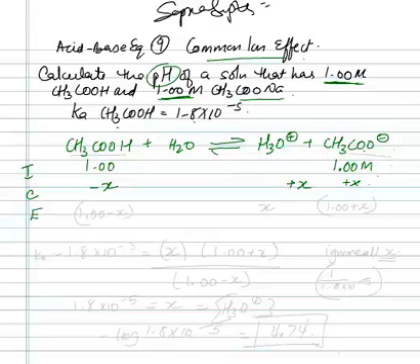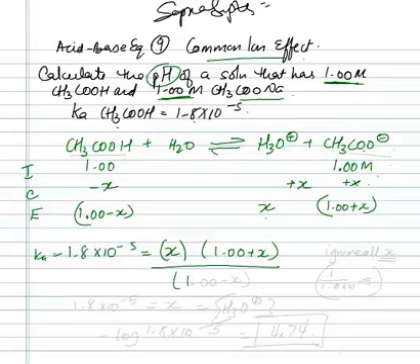So then at equilibrium, you should have 1.00 minus x as your concentration here, and then x as your concentration for the hydronium ion, and 1.00 plus x for your acetate ion. So then 1.8 times 10 to the negative 5, this is the Ka, is equal to x, which is the hydronium ion concentration, and then 1.00 plus x divided by 1.00 minus x.